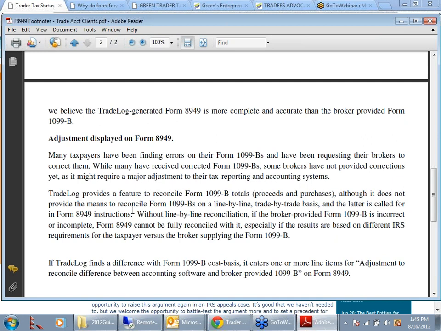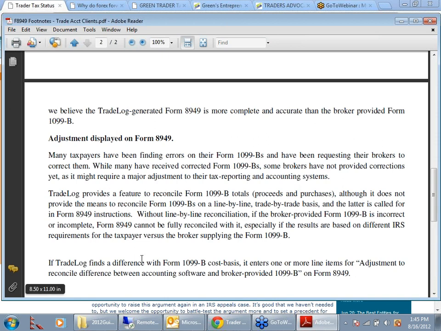Without line-by-line reconciliation, if the broker-provided Form 1099-B is incorrect or incomplete, Form 8949 cannot be fully reconciled with it, especially if the results are based on different IRS requirements for the taxpayer versus the broker supplying the 1099-B.